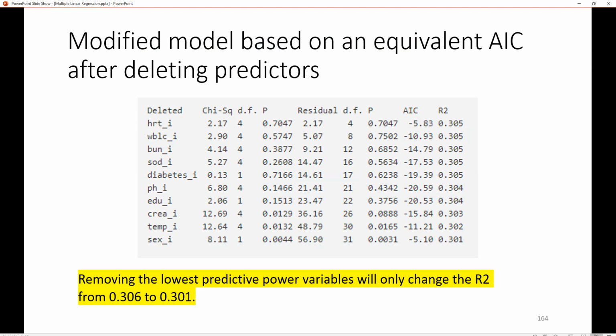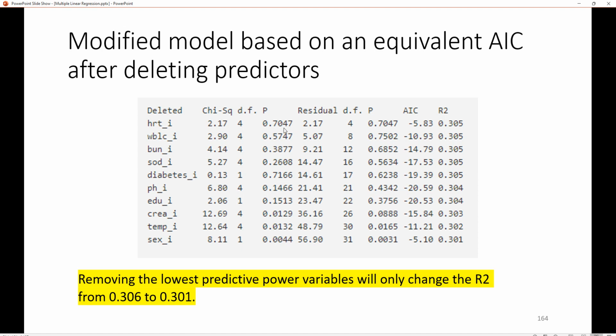And so here's an example of our modified model based on an equivalent AIC after deleting predictors. So we have a list of 11 predictors in this table, and we have that column that represents deleted. So if we were to delete the heart rate in that top row, that would leave us with the chi-square of 2.17.